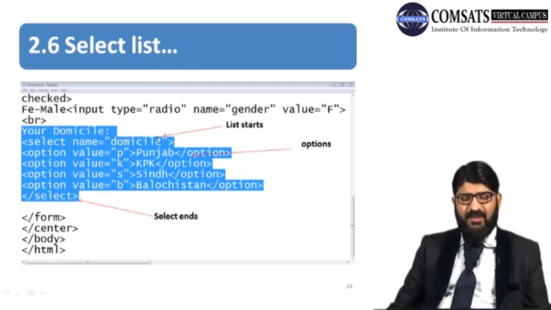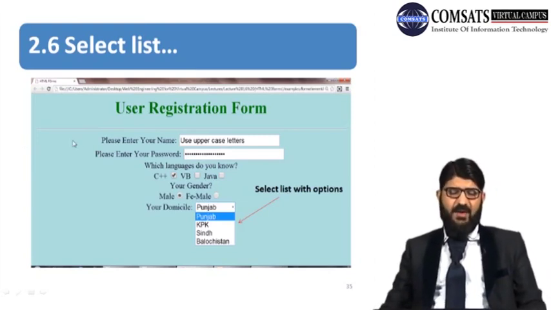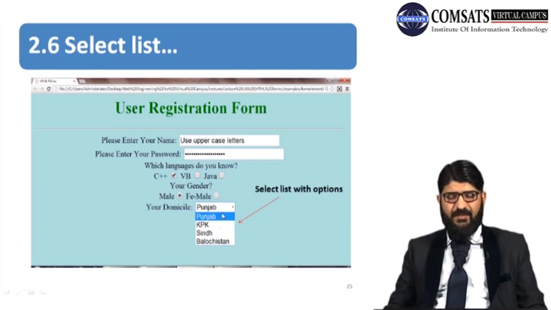So the select name is the start of the list, and these are the options, and this is the select end for the list that is provided. Now let's see what is the output of this select list. If you see over here, your domicile appeared as the label that you have given in the name of the field, and then all the list in the same sequence as written is presented: Punjab, KPK, Sindh and Balochistan.